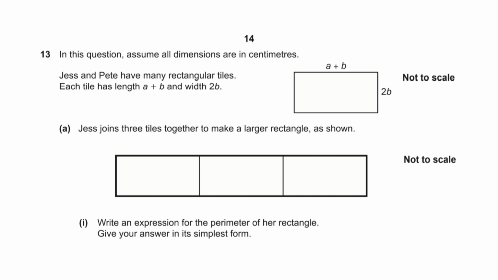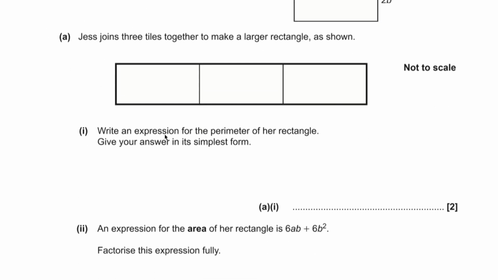Question 13. In this question, assume all dimensions are in centimetres. Jess and Pete have many rectangular tiles. Each tile has length A plus B and width 2B, that's shown in this diagram. Part A, Jess joins 3 tiles together to make a larger rectangle as shown.